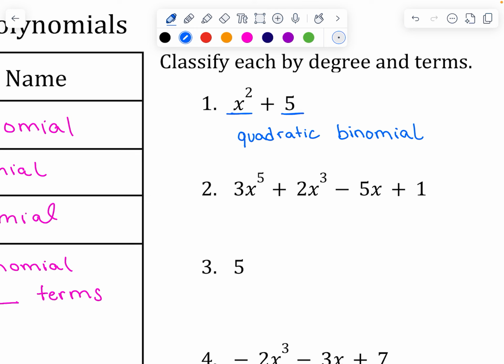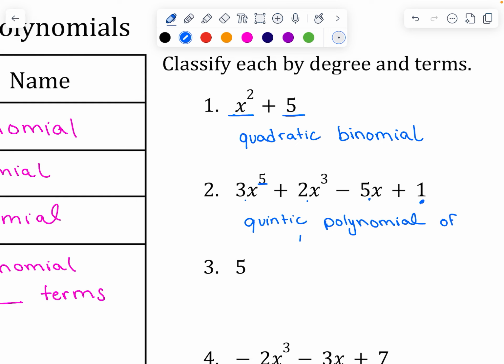Number 2, we have 3x to the 5th, 2x to the 3rd, 5x, and 1. So we're going to have a degree of 5, so we name it as a quintic. We have 1, 2, 3, 4 terms. So we're going to call it a quintic polynomial of 4 terms.